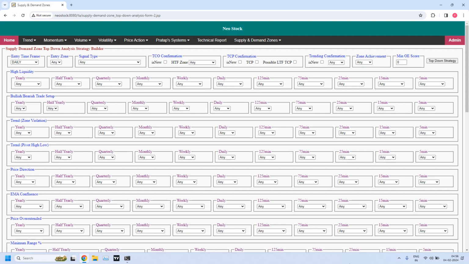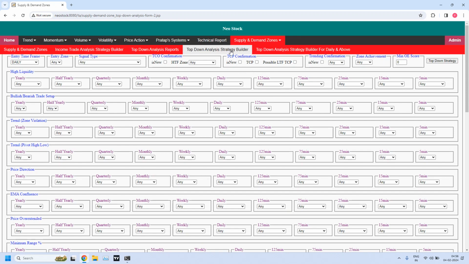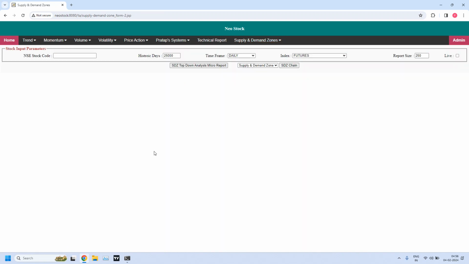Now let us get into the generation of the reports. So this is not the base. We have to go to top-down analysis reports. So first let us start with Nifty 50. So we are generating supply demand zone chain. And because we are following top-down analysis, let's start from the yearly time frame.